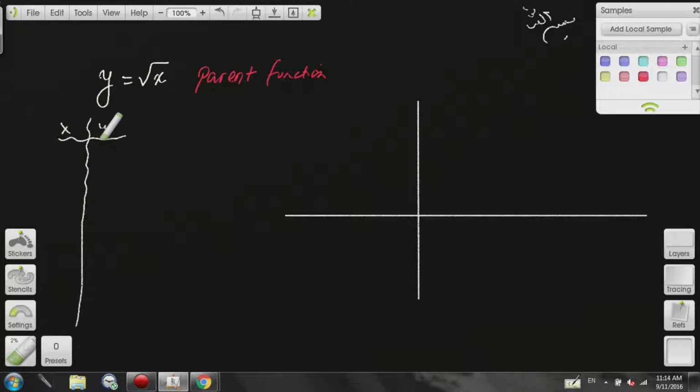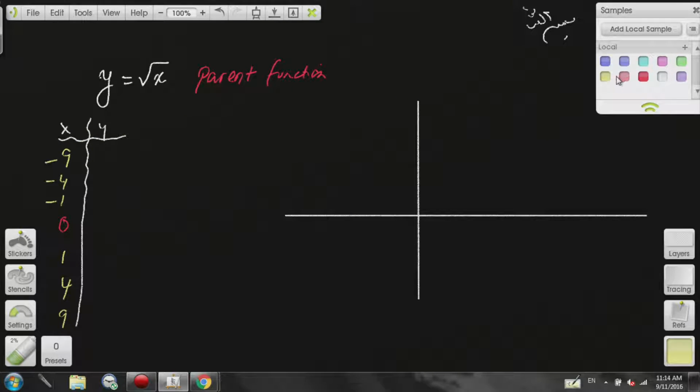So x and y. I'm going to pick some values: 0, 1, 2, 3. I'm going to pick some strategic values. I'm going to pick 1, 4, 9. Just humor me to make the math easy. I'm also going to pick -1, -4, and -9.